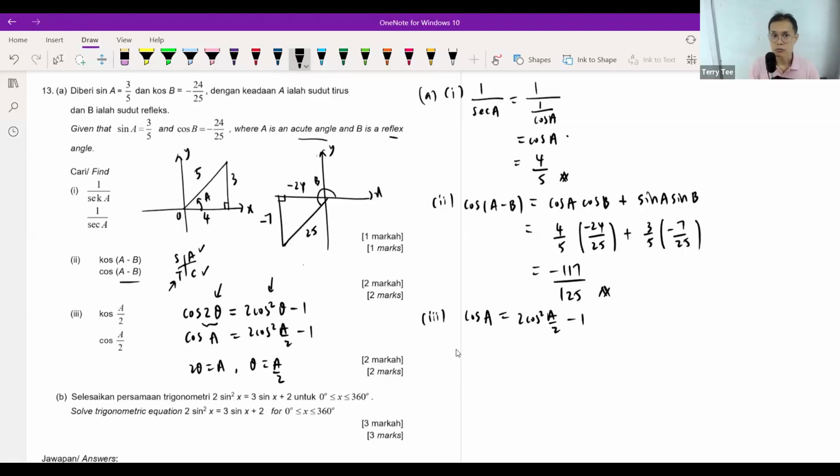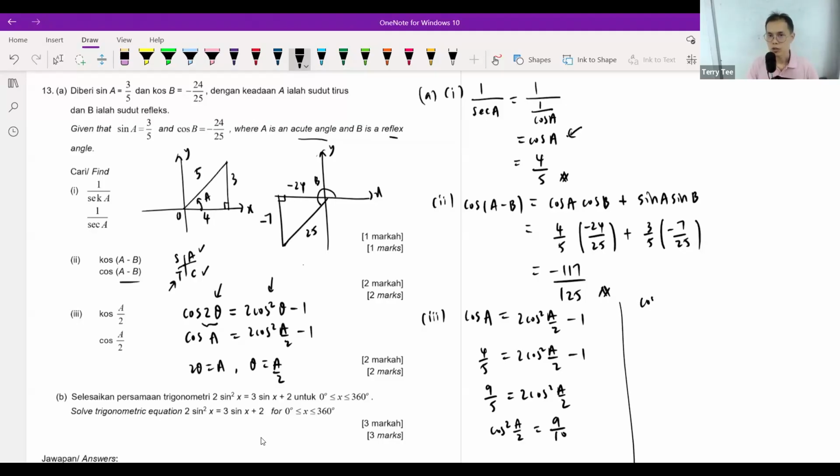And cos A we already found from the first part. You already have cos A here, or you can see from the triangle, this is 4 over 5. This is 2 cos square A over 2 minus 1. Bring it over to the right. 1 plus 4 over 5 is 9 over 5. So it's 2 cos square A over 2. As we divide by 2, this will be 9 over 10. This is cos square A over 2, 9 over 10. When you square root it, your cos A over 2 is square root 9 over 10.